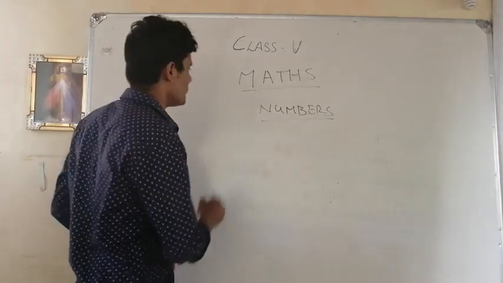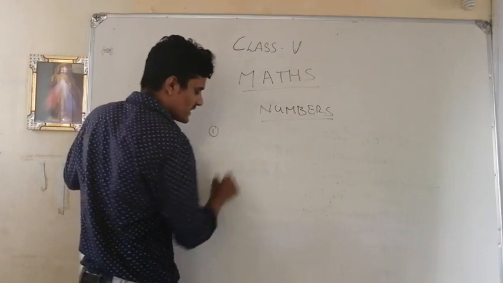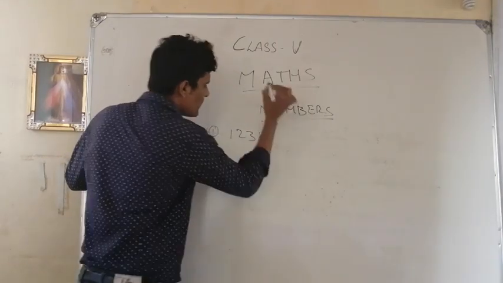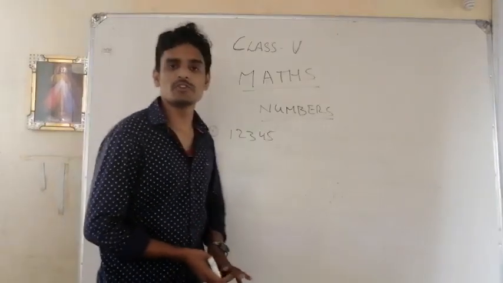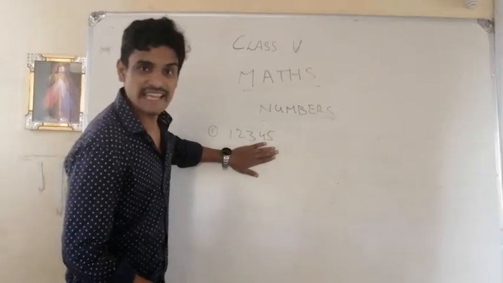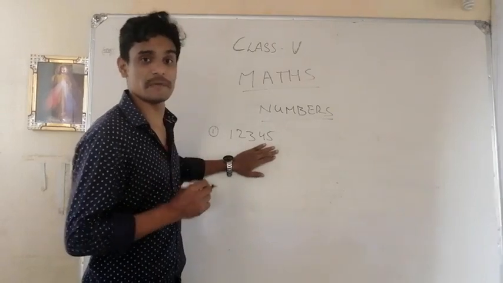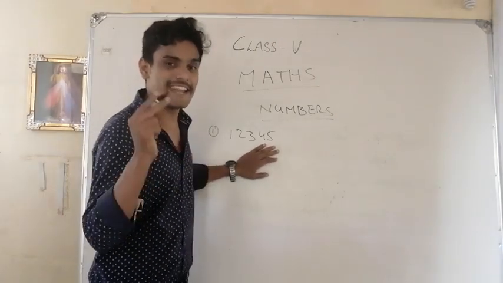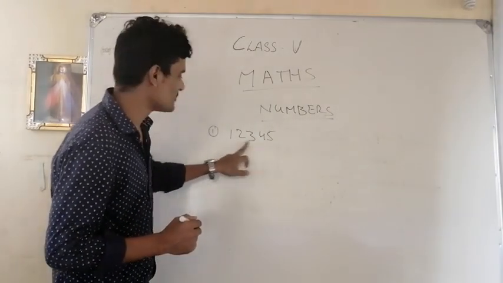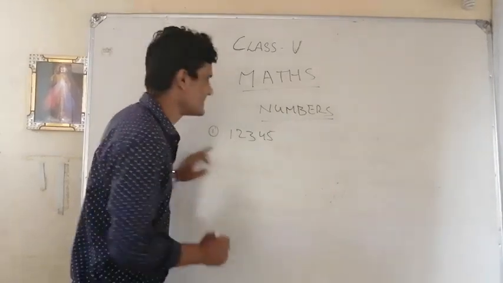Okay children, look here. So the topic today is numbers. Now I am going to write how to convert these numbers into number names. In lower standard we learned about this topic, but those were all three digit numbers. Now, what is the digit count here? Can you all look at this? Nice, it is a 5 digit number.